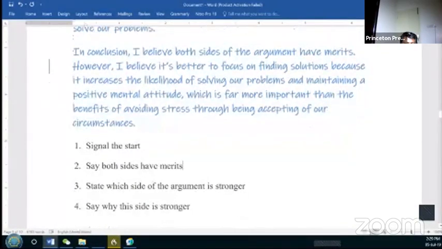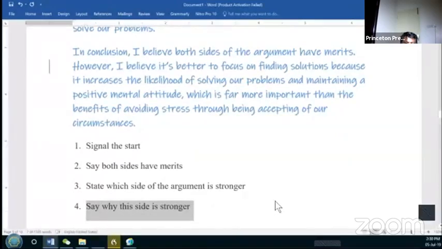Then state which side of the argument is stronger. I did that here. It's better to focus on finding solutions. Notice the comparative here as well, better. And then this part's really, really important. A lot of people say what their opinion is, but then they don't say why. Well, that's really not enough to be getting to a 7 and beyond.